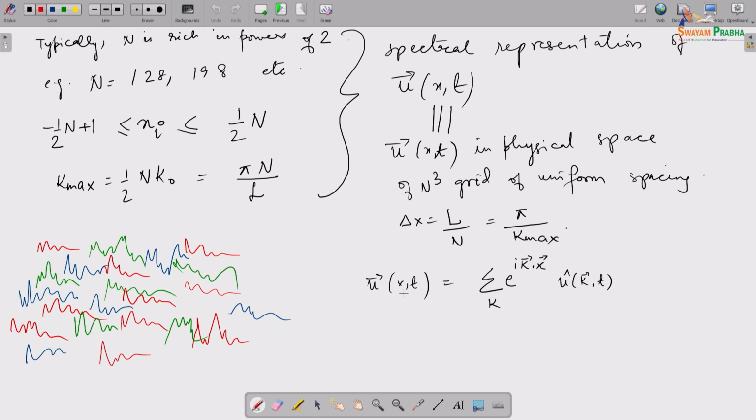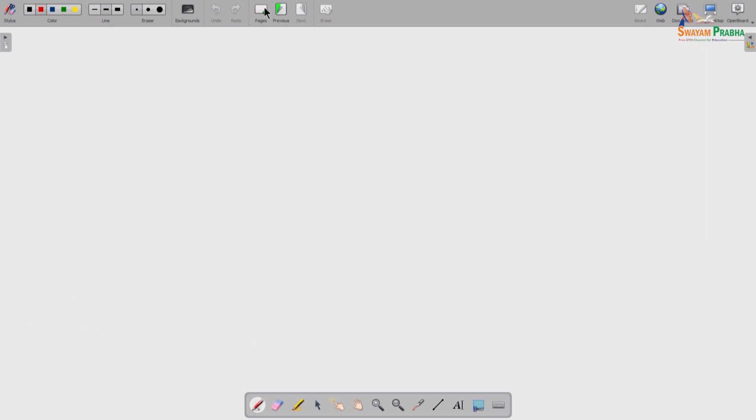So quickly, I will just say two things, something about the discrete Fourier transform and the fast Fourier transform, and then we'll stop here. Okay, so I'm going to just say discrete Fourier transform.